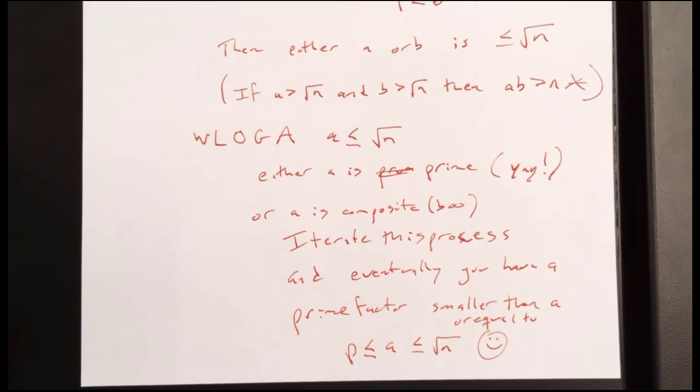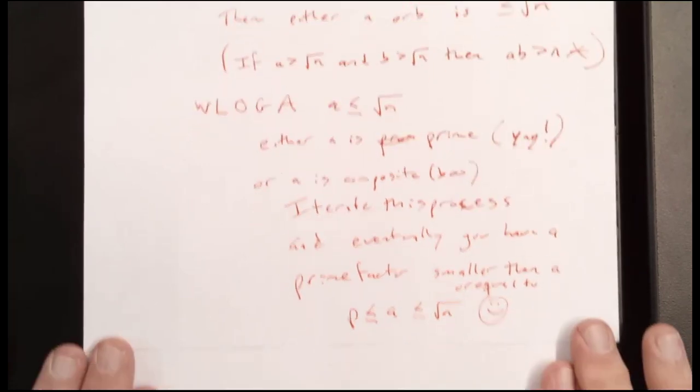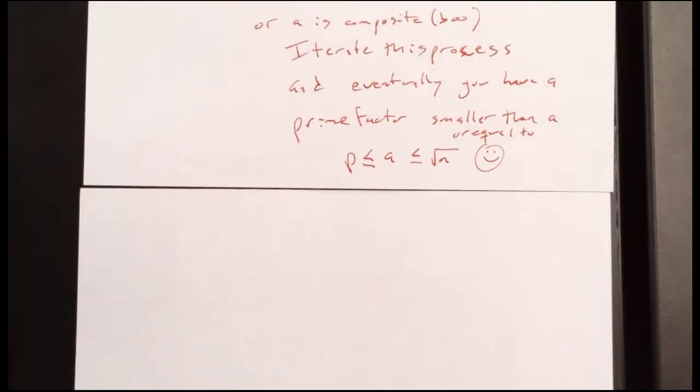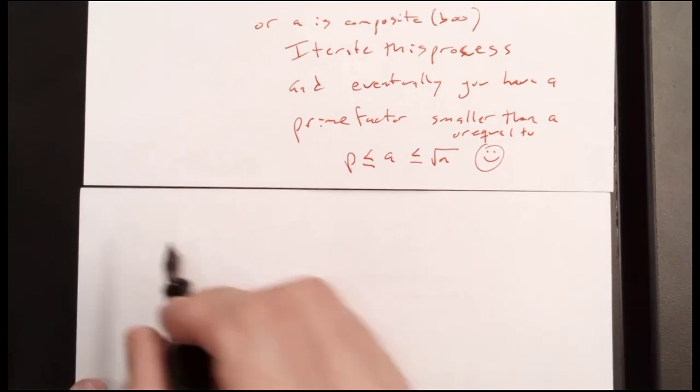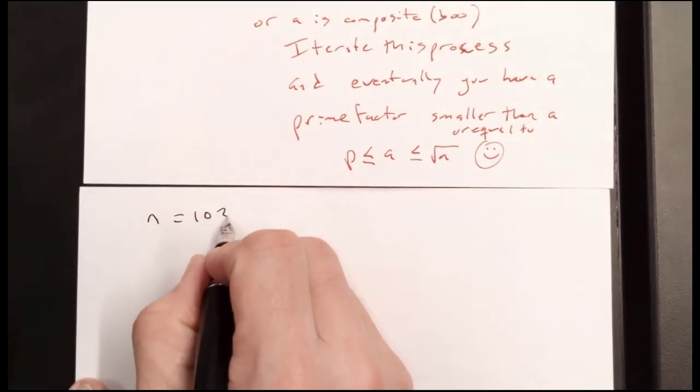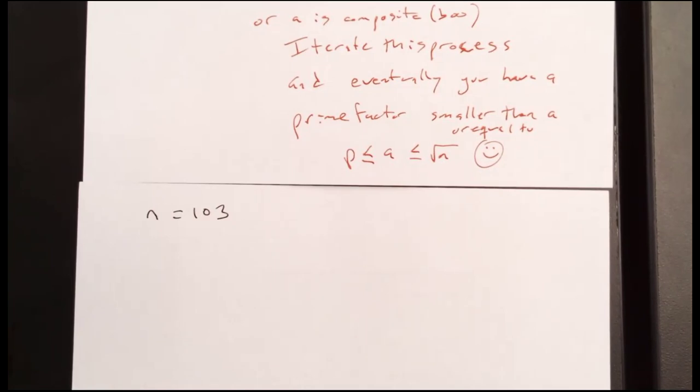But this also guarantees me a way to find out whether or not a number is prime. Here's a number. Is this prime? This is when having the right library helps, because I could just write is prime 103 and be done. But what does that algorithm do?